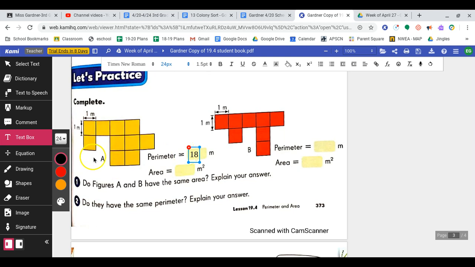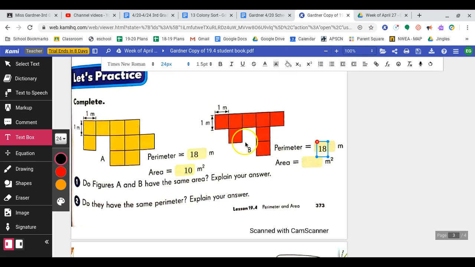Now let's find the area. We're going to count up how many square meters there are. 1, 2, 3, 4, 5, 6, 7, 8, 9, 10. 10 meters squared, or square meters. Okay, let's find the perimeter of this shape. This is 1, 2, 3, 4, 5 across. So 5 plus 1 is 6, 7 plus 2 is 9, 10 plus 2 is 12, 13, 14, 15, 16, 17, 18 meters. Same as the other one.